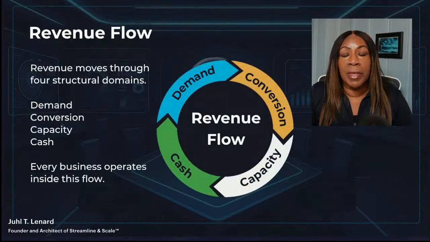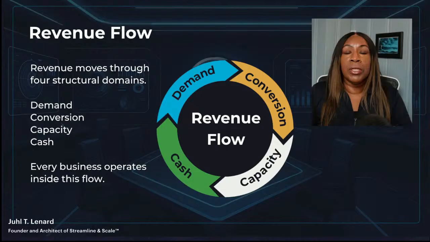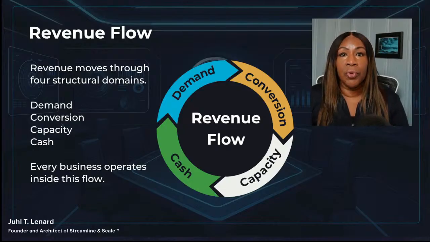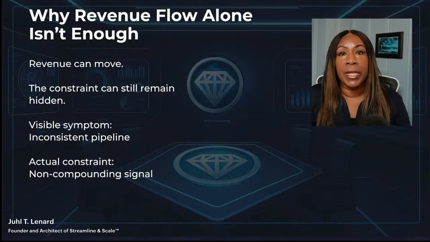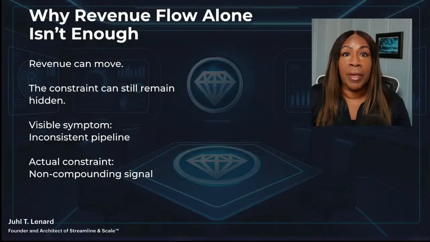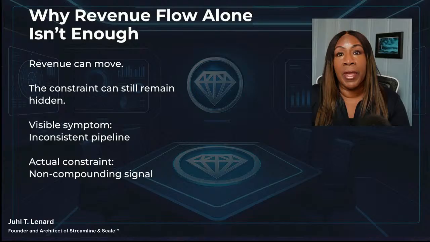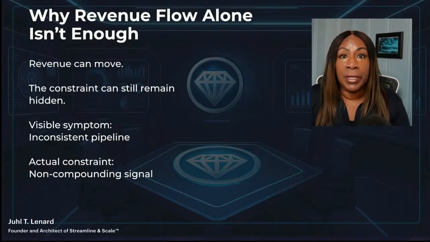Now, the system that we're talking about here is the system that regulates revenue flow. Revenue moves through 4 structural domains. Every business that has revenue, that revenue runs through 4 structural domains: demand, conversion, capacity, and cash. Every business operates this way. But just understanding the flow of revenue is not enough, because you can have revenue that is moving, but you can also have constraints that continue to grow even though they're hidden.